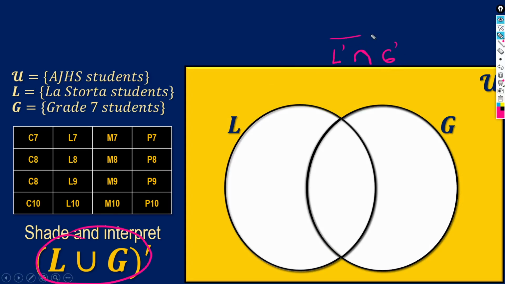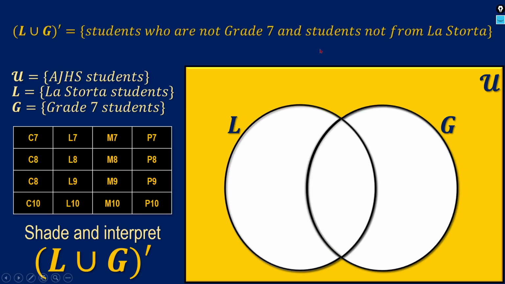And in fact, this is actually easier to interpret, no? L prime intersection G prime. L prime is non-Las Torta. G prime is non-grade 7. So, you put them together, no? So, we interpret our region as students who are not in grade 7 and not from Las Torta. Di ba? Not grade 7 and not Las Torta.